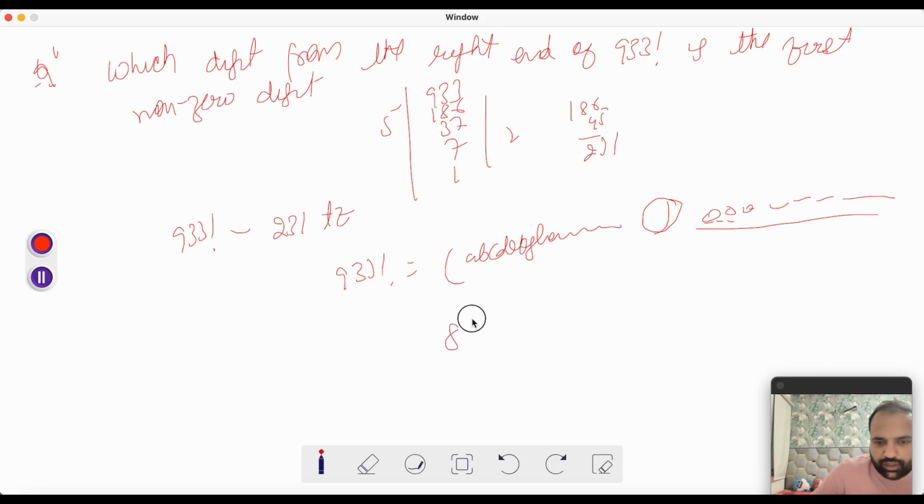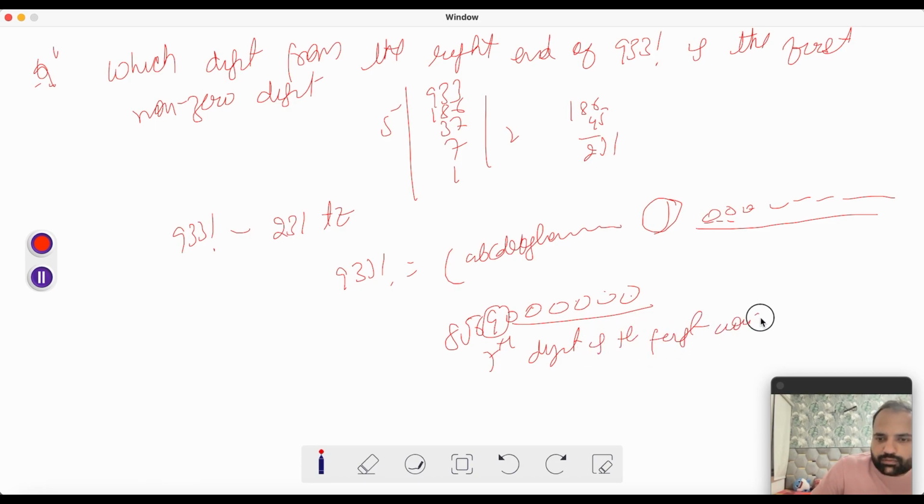So let's say if you have 8, 5, 6, 9, 0, 0, 0, 0, 0, 0. If I ask you what is the first non-zero digit, which term? So you'll say 1, 2, 3, 4, 5, 6. There's 6 zeros. So the 7th term, the 7th digit, is the first non-zero digit. Similarly, in 933 factorial, if we just keep solving it, we'll find there are 231 zeros. So the 232nd term would be the first non-zero number over there.